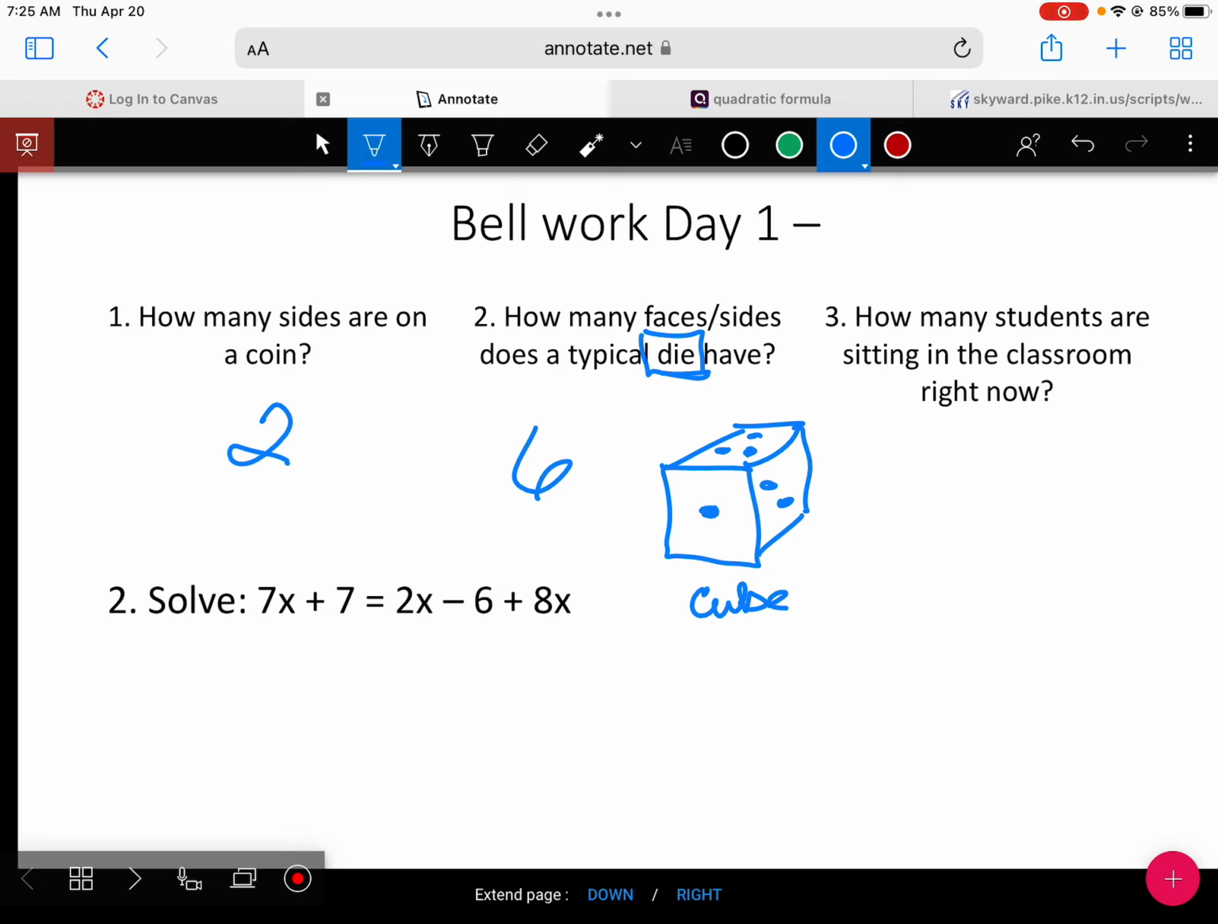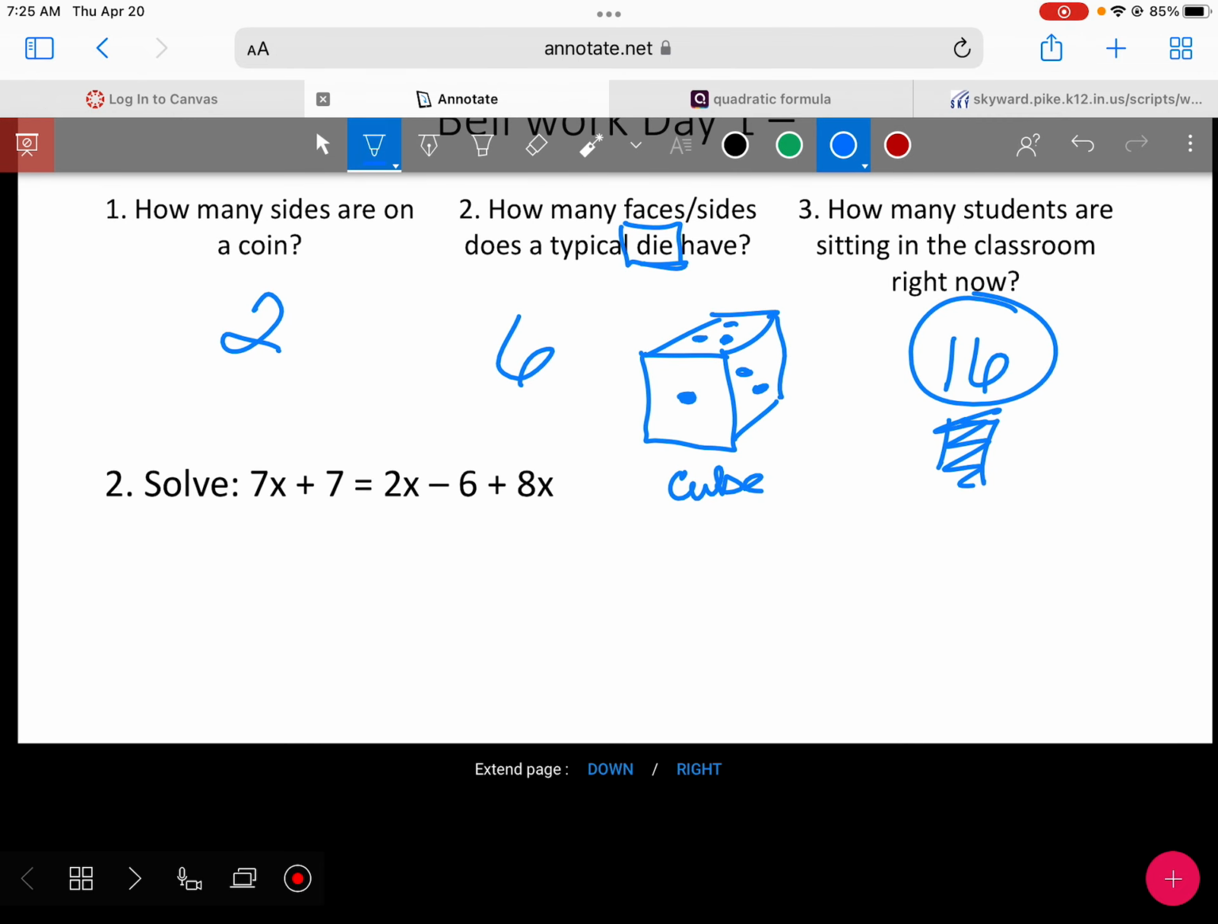All right, number 3. How many students are sitting in the classroom right now? 16. Ooh, I knew we might get some differences. Anybody else have a different number? Let's see. 1, 2, 3, 4, 5, 6, 7, 8, 9, 10, 11, 12, 13, 14, 15. I think it's 16. So 16, I think, is the correct answer. All right, any questions on those first 3 problems?